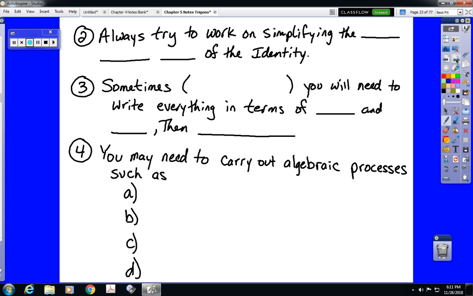The second hint that I will give you is that when you start, you always want to work on simplifying the more complex side of the identity. Now, that's subjective sometimes. Sometimes they're equally easy to do, but I think that most of the examples and most of the ones you're going to see on your homework, it will usually be easier to start with the left side of the identity.